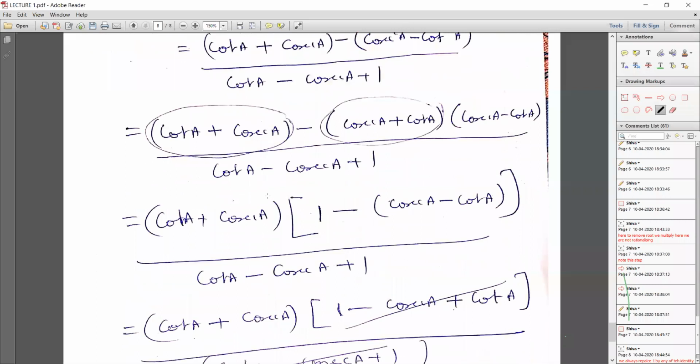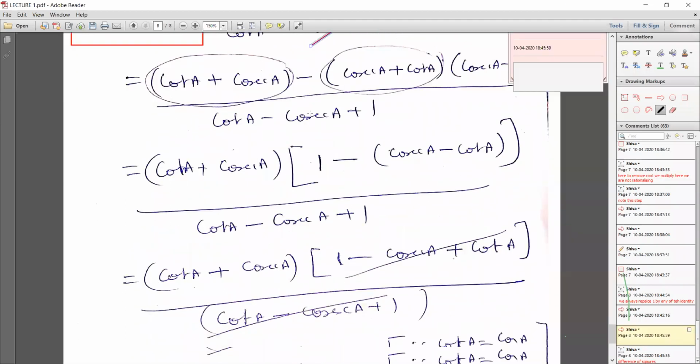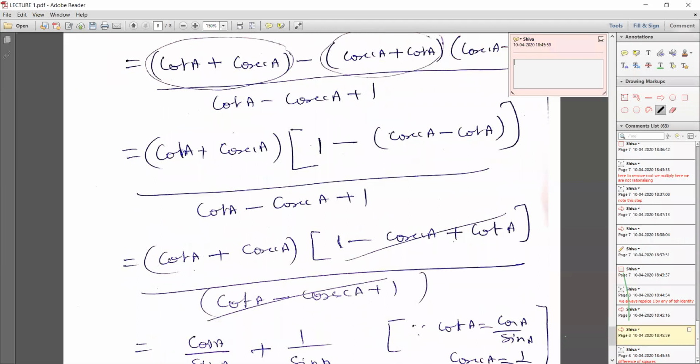Now, after this, if you see carefully, cosec square A minus cot square A is in the form of A square minus B square. It is in the form of difference of squares, okay? Difference of squares. So we can write cosec square A minus cot square A as cosec A plus cot A and cosec A minus cot A. Are you able to understand, Babali? Now, cot A plus cos A is already written.